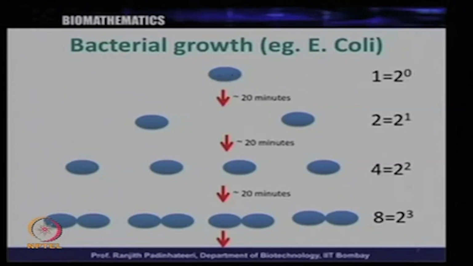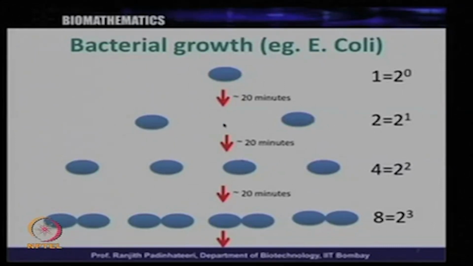So, to begin with, let us say you have one E. coli, and in about 20 minutes the E. coli will divide into two. So, you will have two E. coli. So, this is the first generation. 20 minutes is over. So, it is 2 power 1. The number of bacteria is 2 power 1, which is 2.